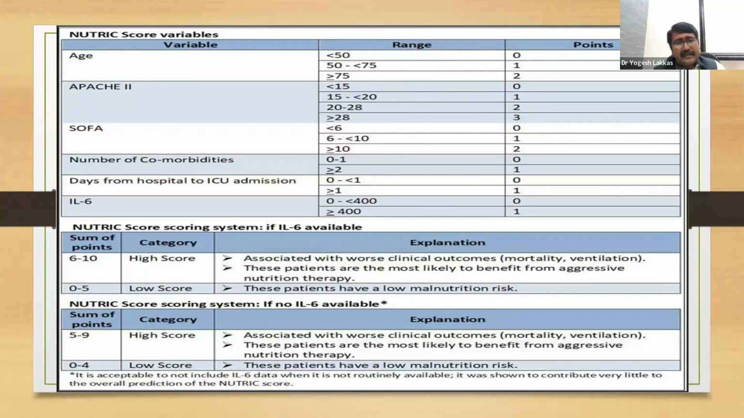In the NUTRIC scoring system, if no IL-6 is available, again 5 to 9 is a high score, 0 to 4 is a low score. Again the same explanatory part for this: 5 to 9 is associated with worse clinical outcome, high mortality would be there. These patients are the most likely to benefit from the aggressive nutrition therapy. Then 0 to 4 score, these patients have low malnutrition risk. Then you will have to plan accordingly.